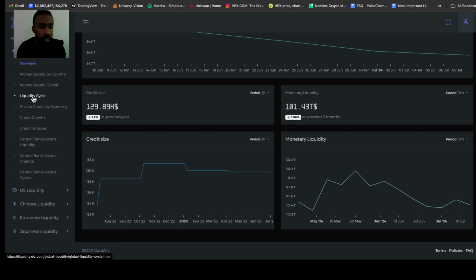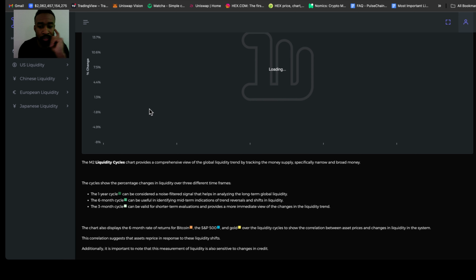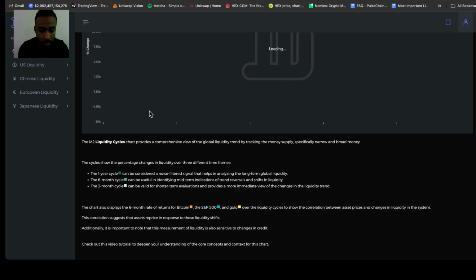So let's look at the liquidity cycle. Let's get an idea of some definitions, and we can do that here.